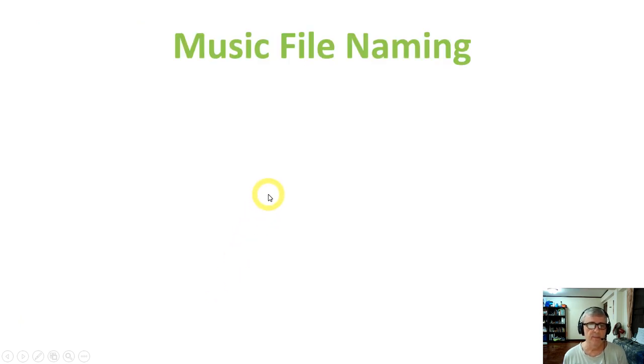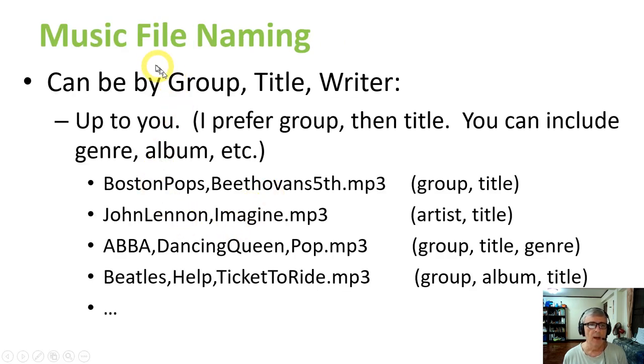Music file naming. You can name music files many different ways, so if you like to download from some of these different services, you want to keep your music in the order you want to keep it in. I know there's a lot of programs out there that'll do this for you, sort of, but maybe you just want to keep them raw on your computer and not have to rely on other people's applications to sort stuff for you. But you can do this by group, title, writer. It's up to you. I prefer group order and then title.